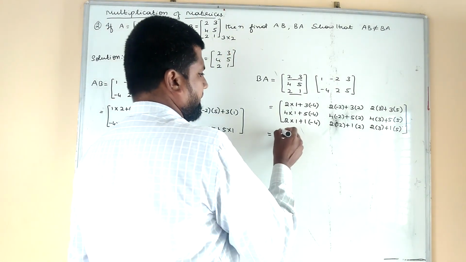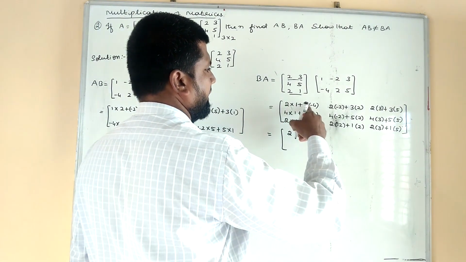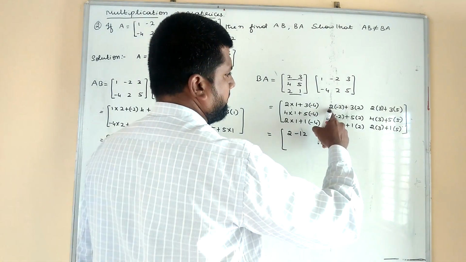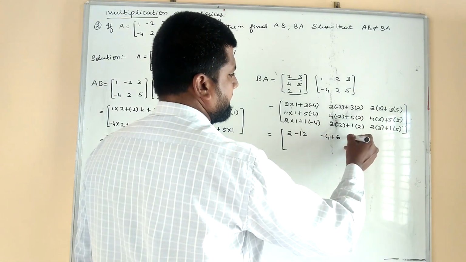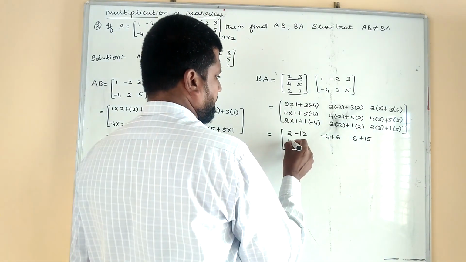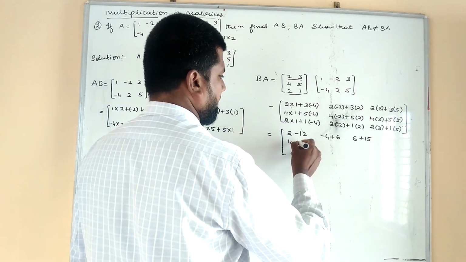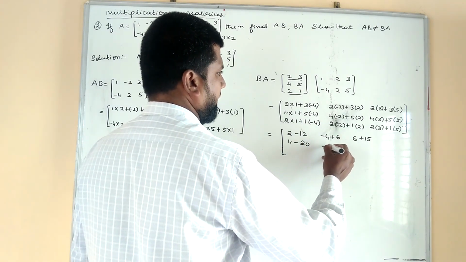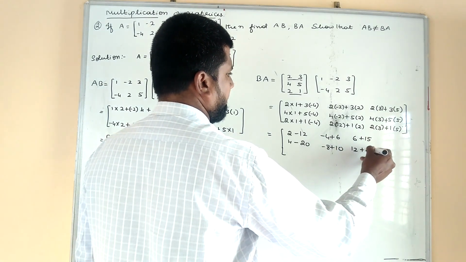So let us simplify this one. 2 into 1 is 2, plus into minus, minus 3 4s are 12. Then minus, plus 2 into minus 2 is minus 4, plus 6. 2 3s are 6, plus 15. Then 4 into 1 is 4. 4 into 1 is 4. Then plus into minus, minus 5 4s are 20. 4 into minus 2 is minus 8, plus 10. 4 3s are 12, plus 25.